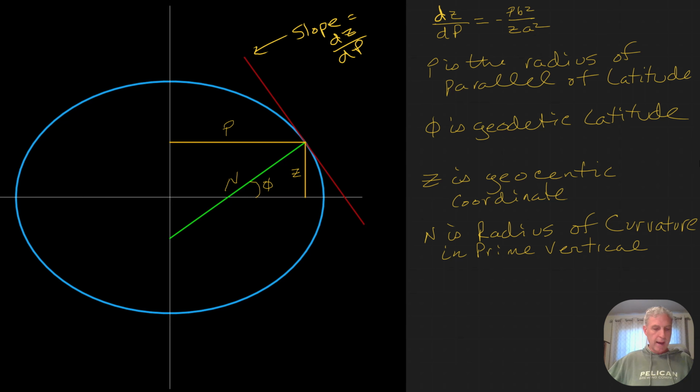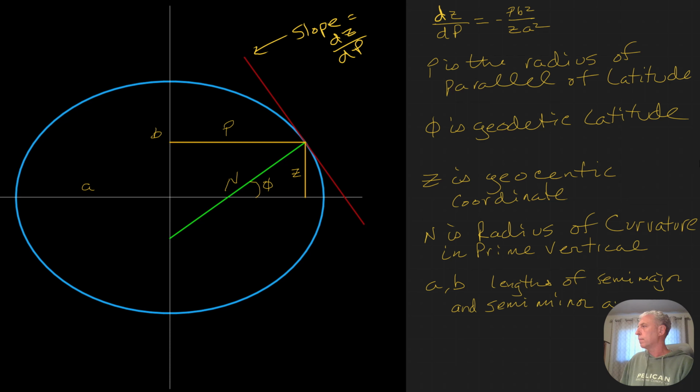What else do we need to have here? So we have phi, we have our A, which is the length of our semi-major axis, and our B, which is the length of our semi-minor axis. So I'm just going to put A and B are lengths of semi-major and semi-minor respectively.